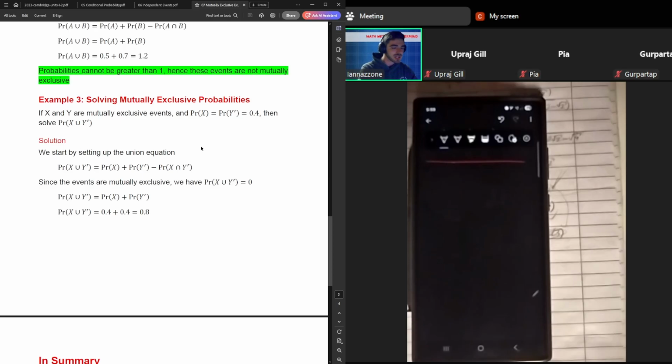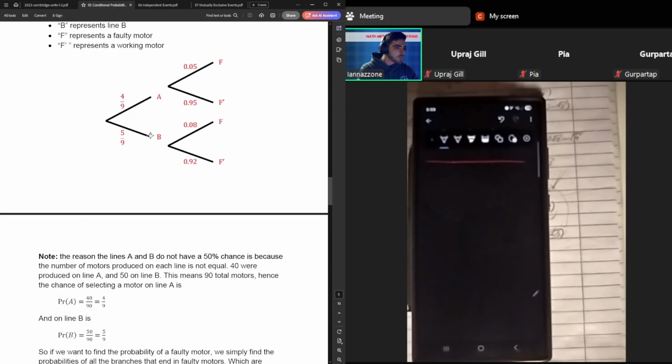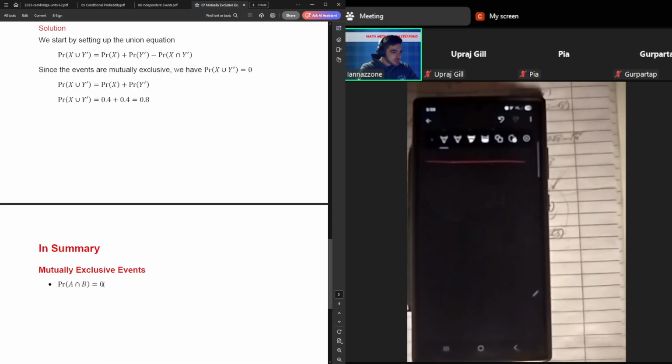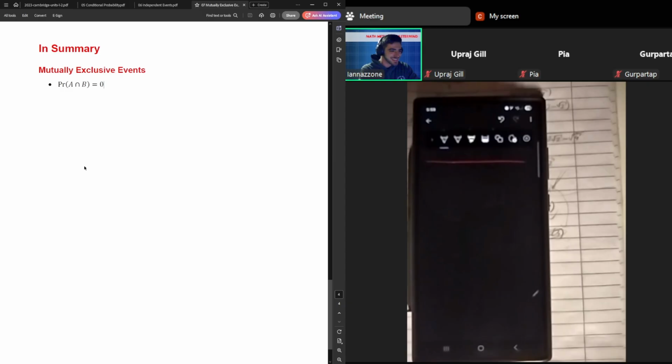Not impossible though. We had the production lines A and B. So not B is the same thing as A. So yeah, under those circumstances, could be the same. But otherwise, that's fundamentally it in a nutshell. That's a really easy summary. Just intersection is 0. That's all you need.